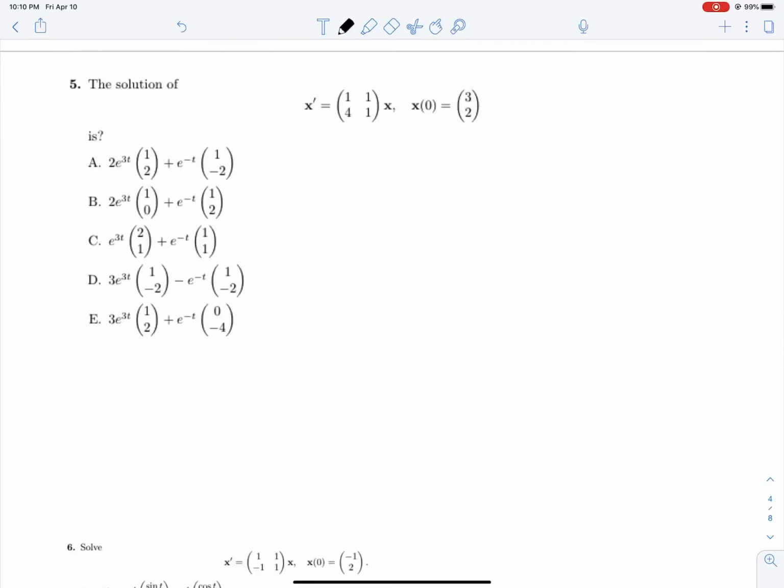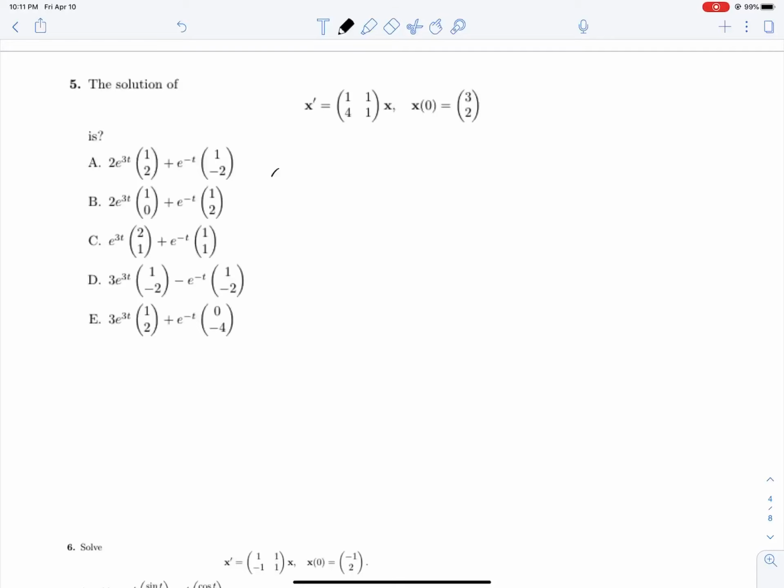Number 5, the solution of this system right here is what? So we're going to be using the eigenvalue method, the eigenvector method. I'm actually not sure which it's called, and then solving for our initial condition there. So if we want to find our eigenvalues and then eigenvectors, we're going to be solving the determinant of A minus lambda I equals 0.